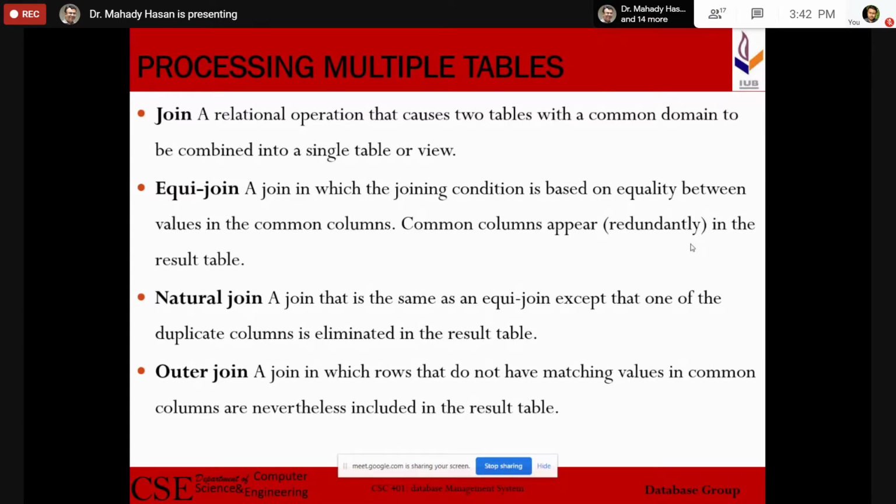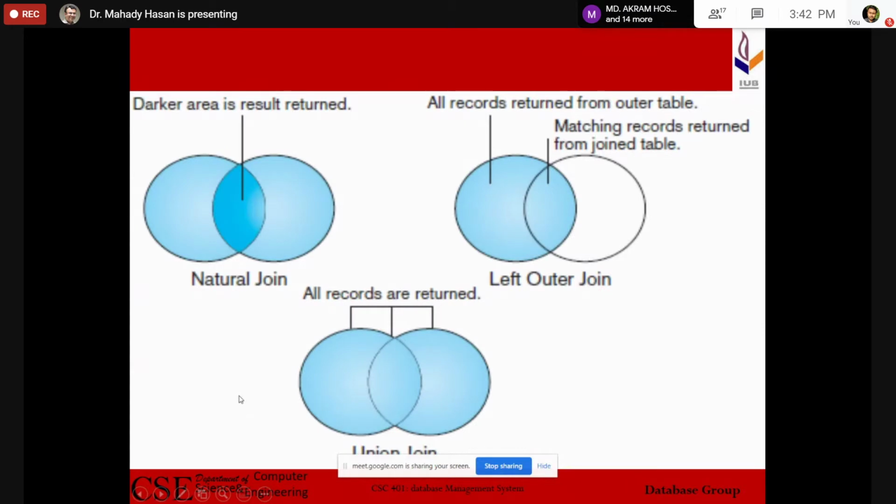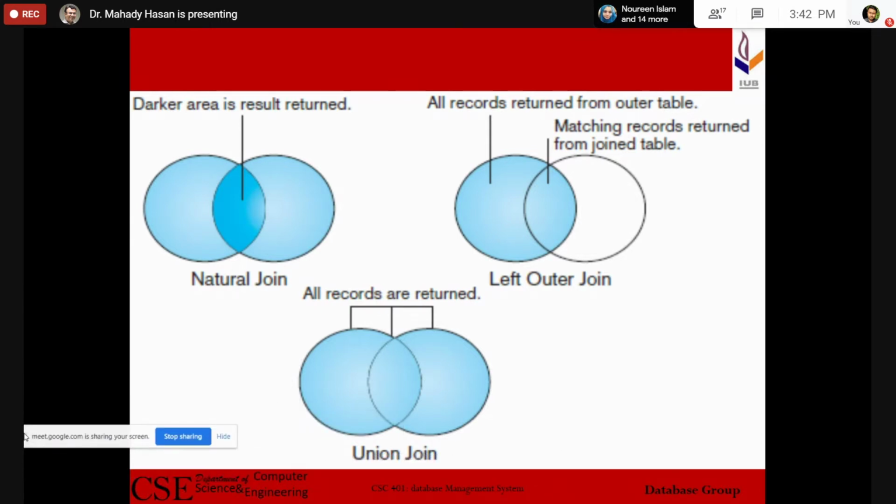When we are processing multiple tables, information gathered from multiple tables should be done by using the join command, right? We have seen join, we talked about equi-join, we have talked about natural join, and there is something called outer join. These are the types of join that we have seen. Now, what is the difference? So here you can see the left outer join is there on the right side, the equi-join is there on the bottom, and basically the natural join is given on the left part.